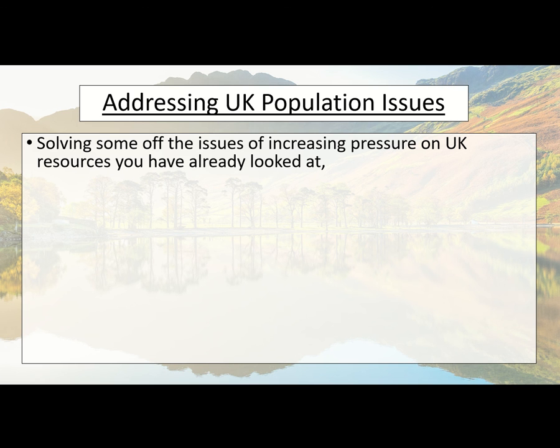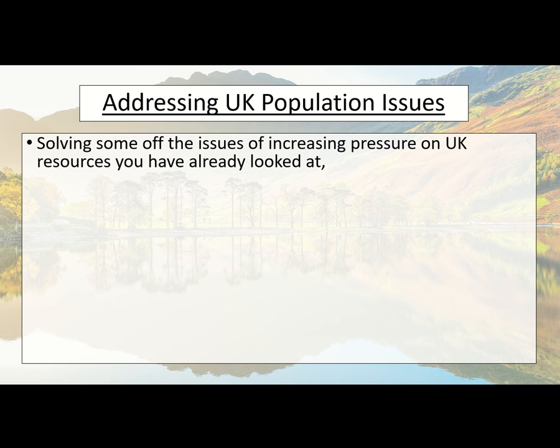So, addressing UK population issues. We're now onto the solutions part of this topic. So the first part, we've looked at the causes, population increase, the rate of population growth, the impacts, which were the impacts on resources and ecosystems we've just looked at with the 3 as a magic number task. Now we've got to start to work out what we can do about it.